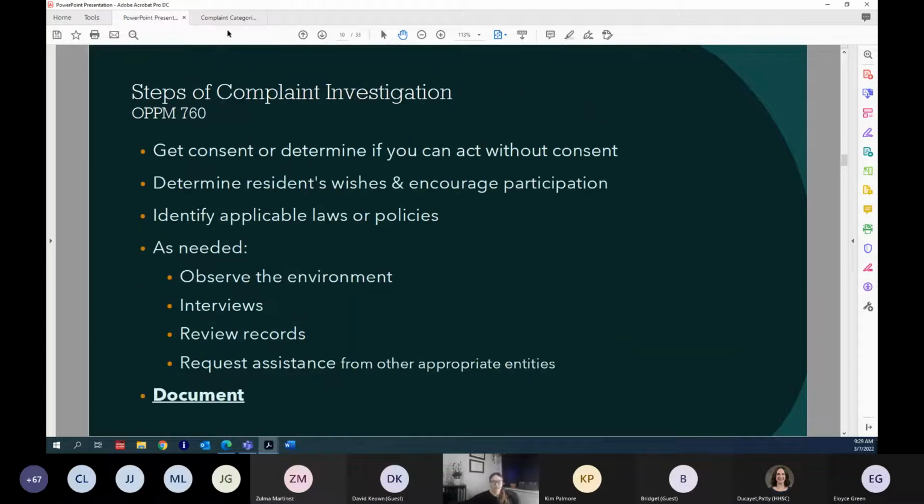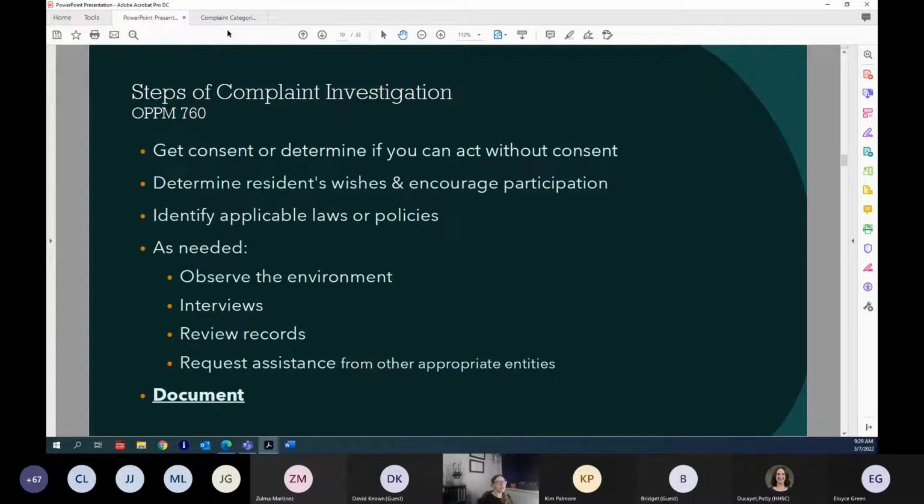We can move on to the next slide. Okay, I only have 2 slides left, so I'm sure y'all are ready for a change of voice, but we'll make it through these next couple ones. We've got here the steps of complaint investigation. I'm a broken record. I will say again, this is very condensed. There's a lot more step-by-step instruction in the Ombudsman Policies and Procedures Manual.